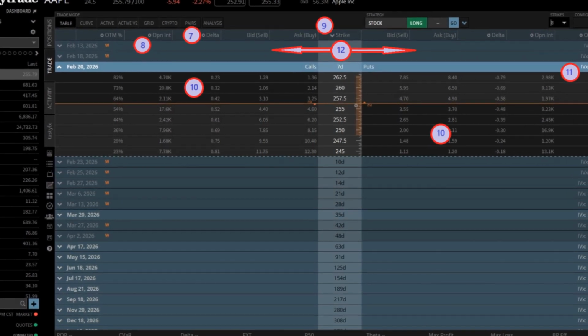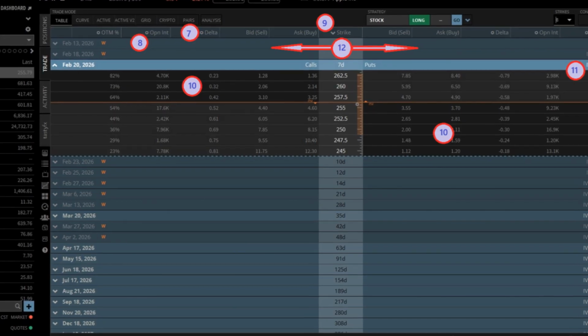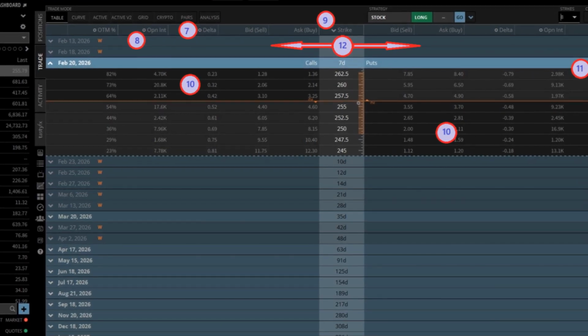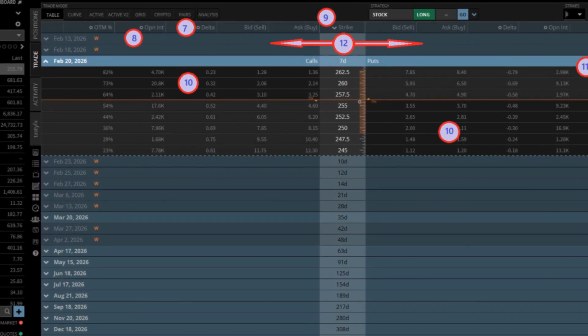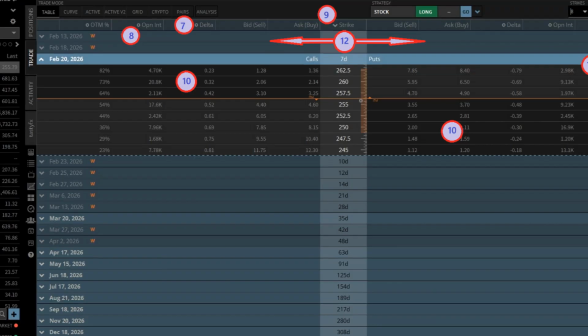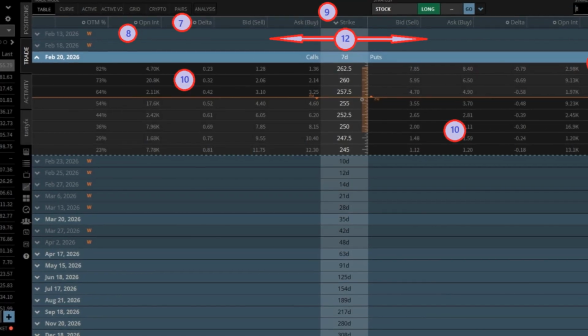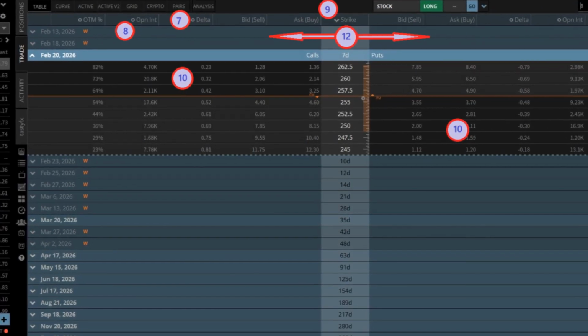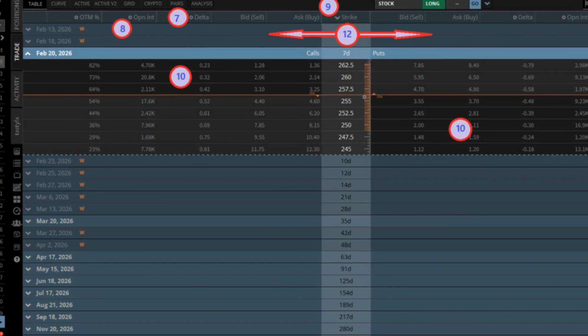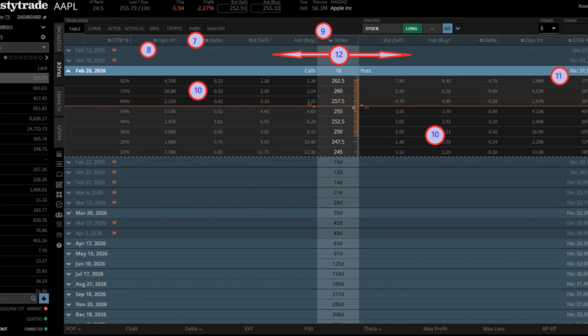10. Out of the money, OTM percent. It shows how far the strike price is from the current stock price. Smaller percent, closer to the stock price, moves faster. Bigger percent, cheaper, but needs a bigger move. Think of it like how far your target is from the current price.